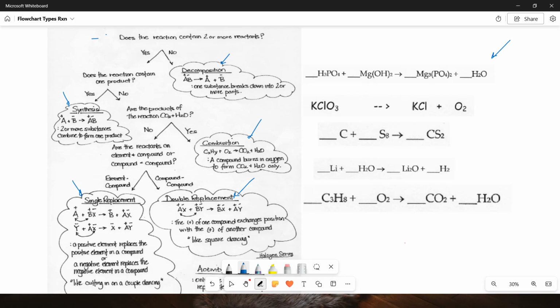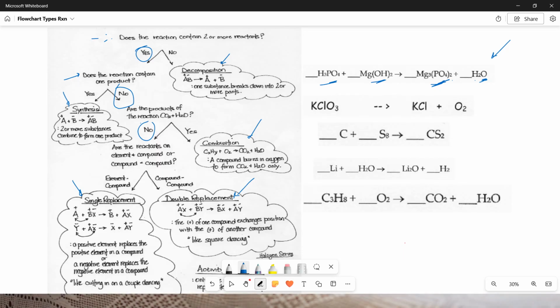Starting at the top of the flowchart, let's read down through. Does this reaction contain 2 or more reactants? Well, we have 1, 2 reactants. They're found on the left side of the arrow, so the answer is yes. The next question, does this reaction contain 1 product? Well, we have 1, 2 products found on the right side of the arrow, so no. The next question, are the products of the reaction carbon dioxide and water? Well, there is water, but there is not carbon dioxide, so the answer is no.